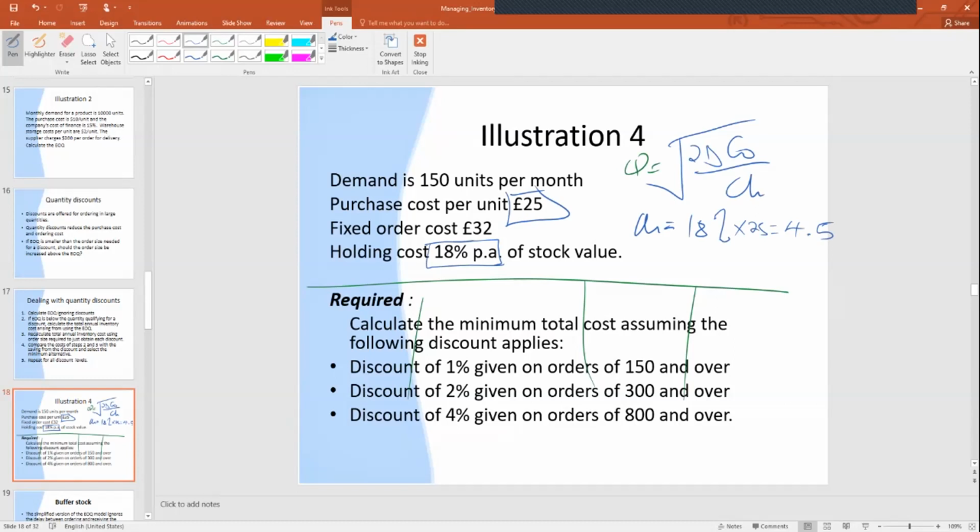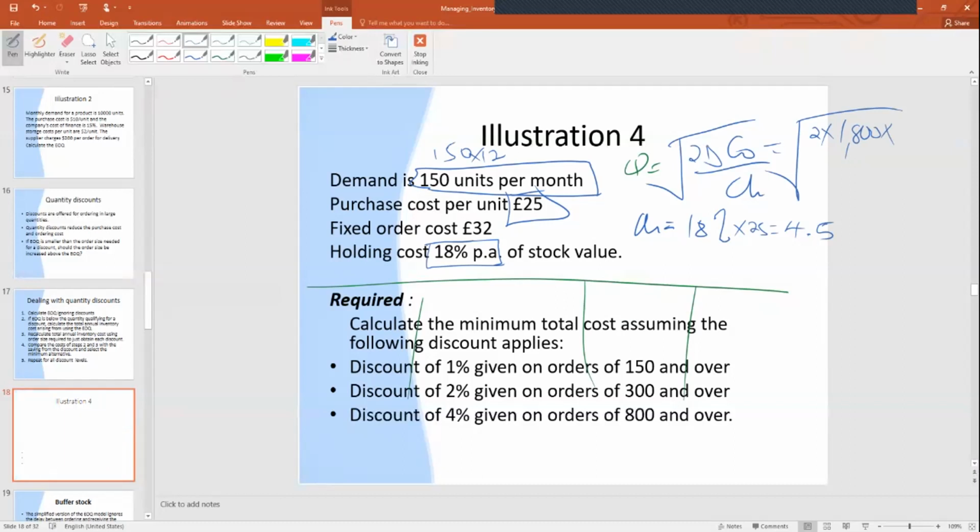Everything else is straightforward. Therefore, 2 times annual demand. This demand is per month, therefore you convert it into per annum. Don't forget, as mentioned, the analysis is always based on per year. So we get annual demand of 1800, that is 150 times 12. So 2 times annual demand 1800 times cost per order, which is equal to $2, divided by the holding cost per unit, which is equal to 4.5. And we get 160 units to be the Q in case you use the EOQ model. Okay?